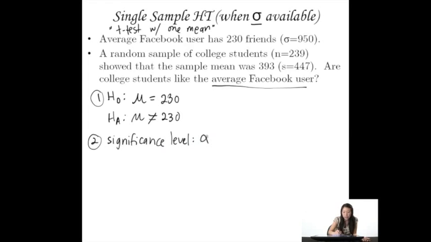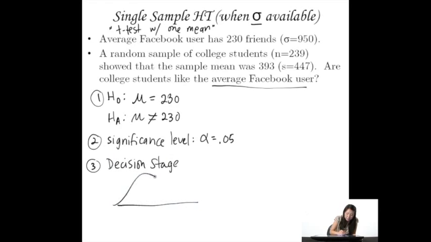Here, we could just use alpha equals 0.05 by convention, right? We could say that's traditionally what's used, so we will use that too. Now let's set the decision stage. Here we want to start off by drawing the SDOM. And I like to label for myself that it's the SDOM, just so that I don't get confused and mistake it for the population or something like that.